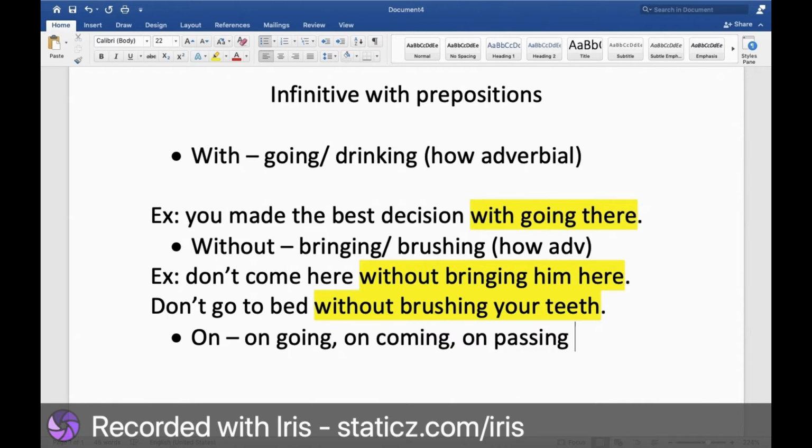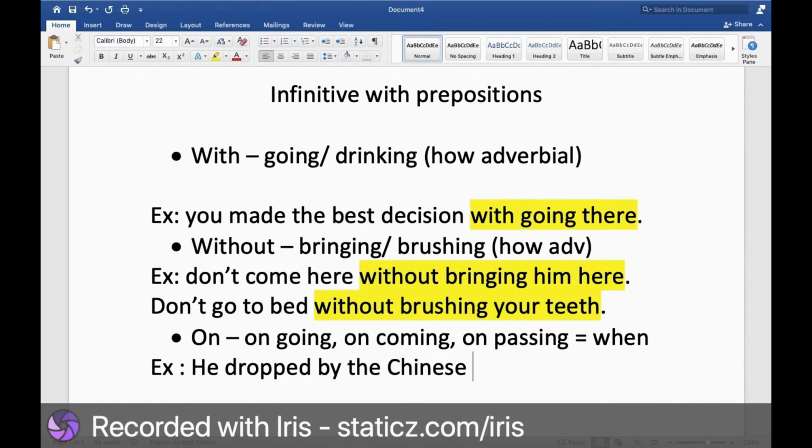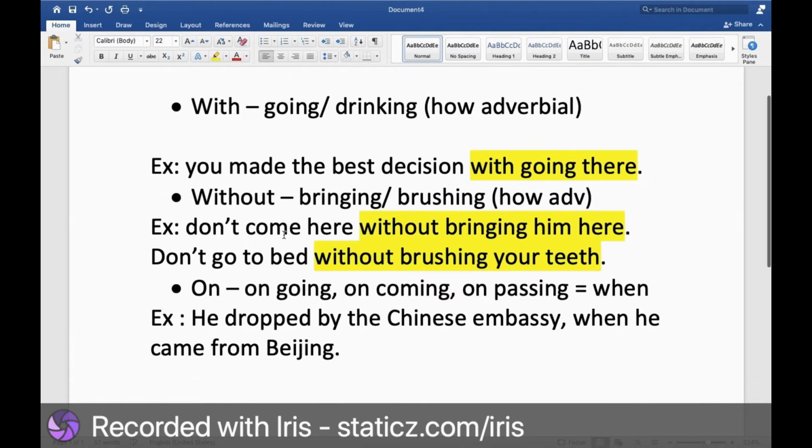Do you know what it means, by the way? It means "when." So how does it mean "when"? For example, I give you a sentence: "He dropped by the Chinese embassy when he came from Beijing," right? Can you translate this sentence for me?